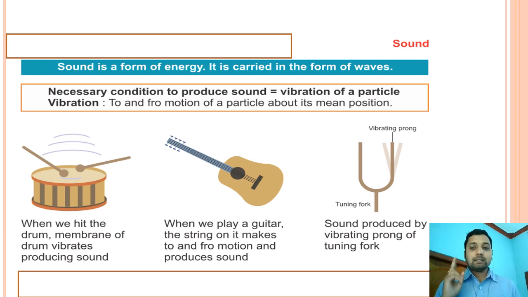Second thing, sensitivity of the ear. Who will hear that sound? So the to and fro motion from the mean to the extreme position, that is what you call vibration, and because of that vibration, sound is produced. Here you can see three examples. First, when we hit the surface of a drum, the drum membrane vibrates, which produces sound. When we play the string of a guitar, the guitar string vibrates to produce sound. And in the case of a tuning fork, when you strike it with a rubber pad, it vibrates to produce sound. So sound is produced due to vibration.